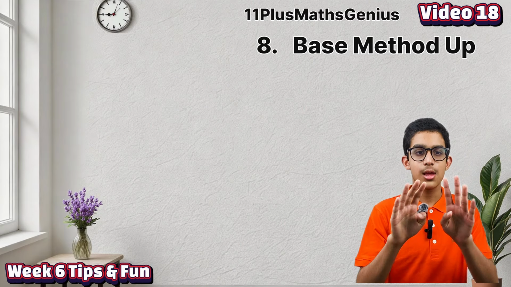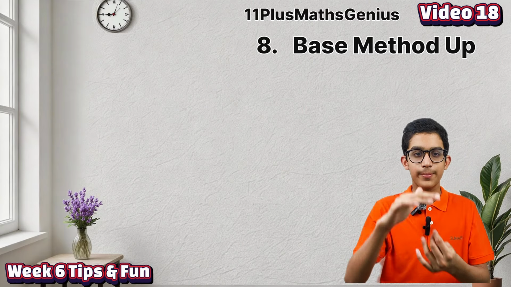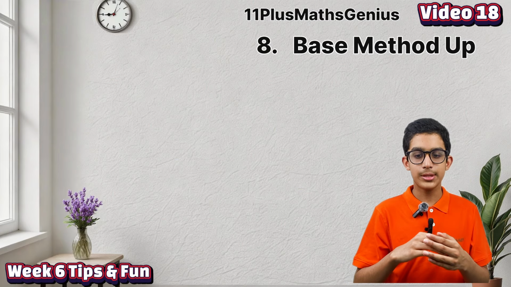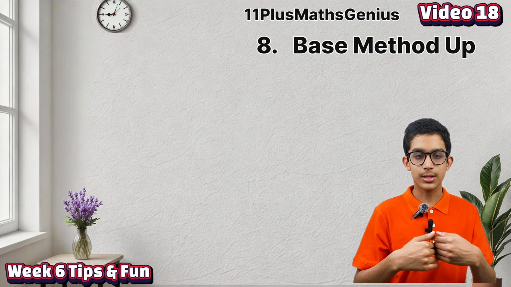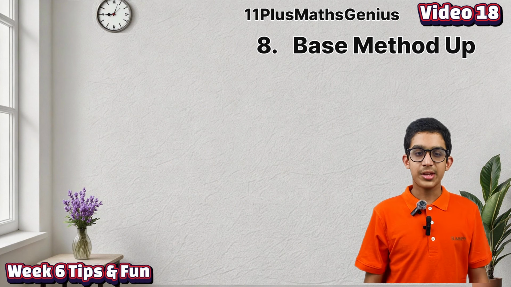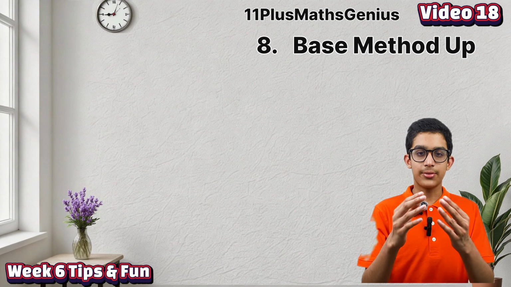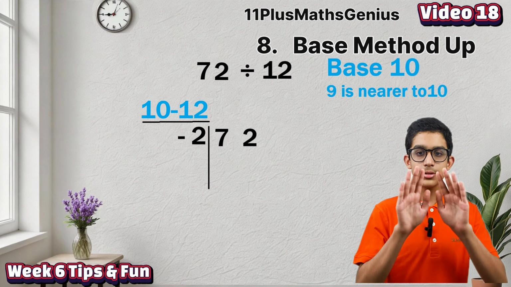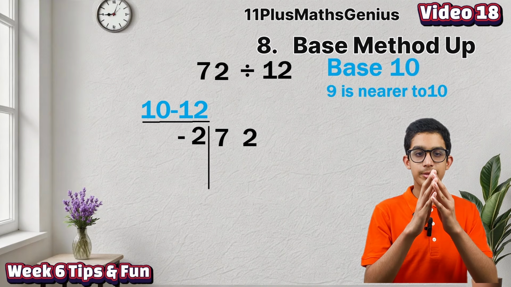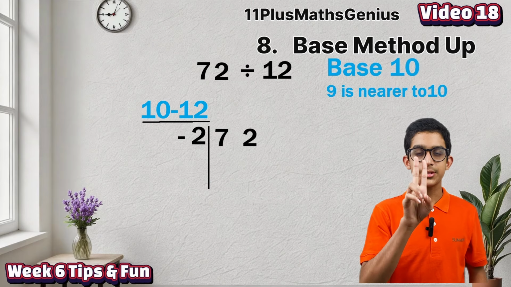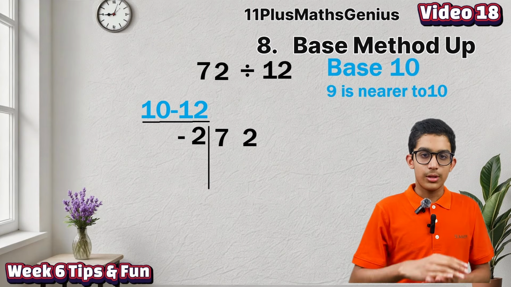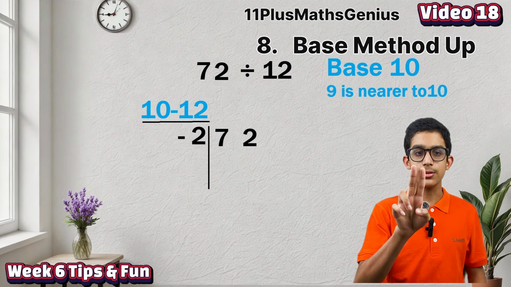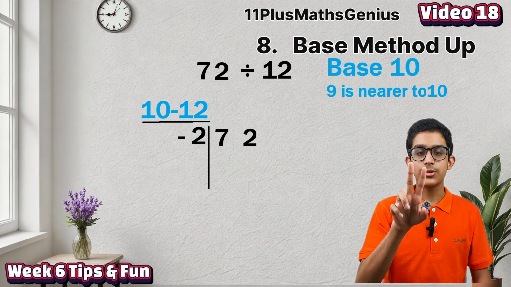Number 8. Base method up. It is similar to the base down method, but this time we subtract instead of adding. Let's see some examples. 72 divided by 12. So 12 is nearer to 10, so the base is 10, and 12 is 2 more than 10. So we reduce 12 into 10 by subtracting 2, then divide by -2.